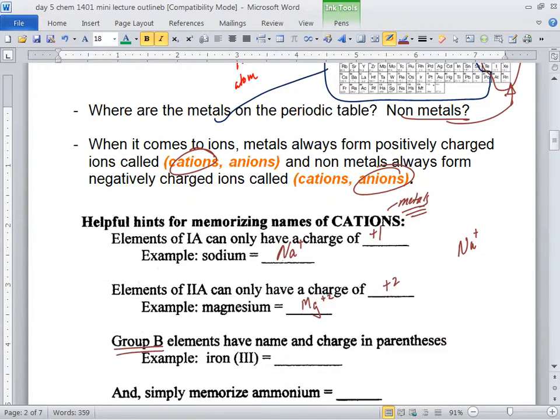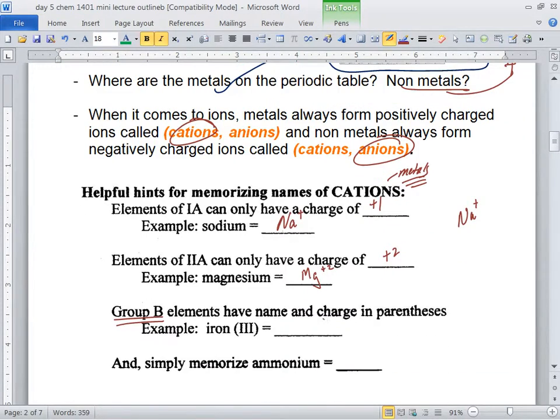So our naming convention for this is to put the charge in parentheses. So if this iron ion is named iron 3, well, that's going to be the symbol with a +3 on it. But what's the symbol for iron? Fe. So how would you name this ion? You just call it iron 3.